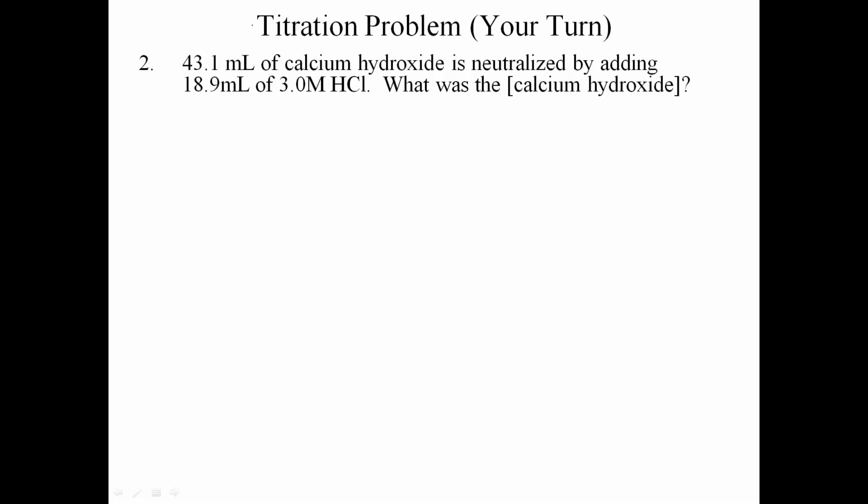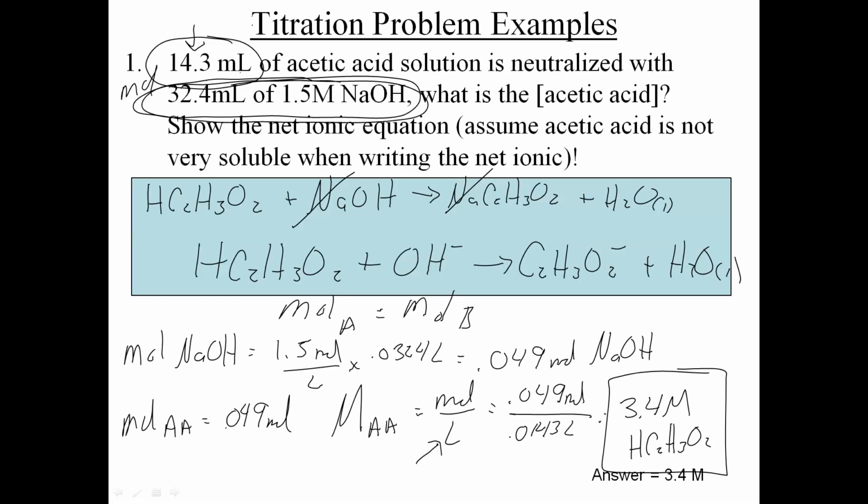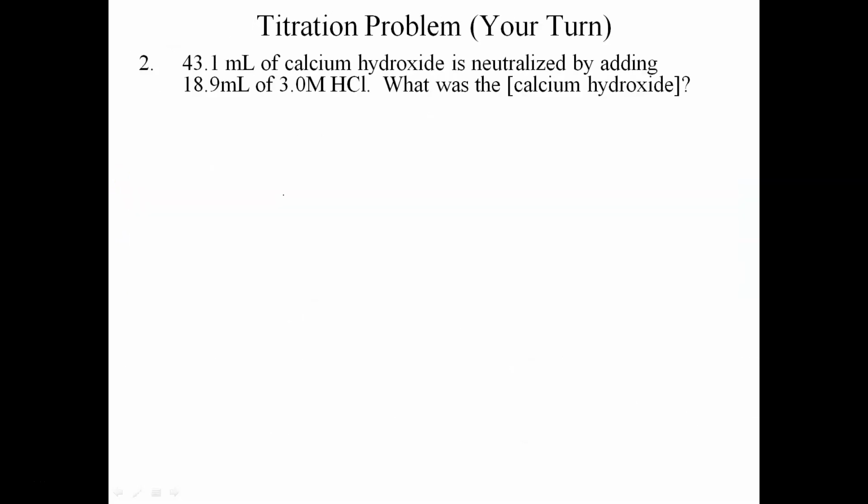We always start with an equation because we need to know what our molar ratio is. Okay, here, 1 mole of acid reacted with 1 mole of base. We had that in our equation here. 1 mole of acetic acid, 1 mole of base. All right, that won't be the case here. So let's check it out. We have calcium hydroxide and hydrochloric acid, giving you calcium chloride and water.